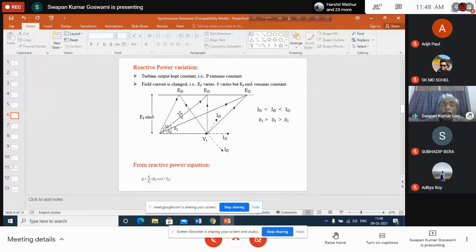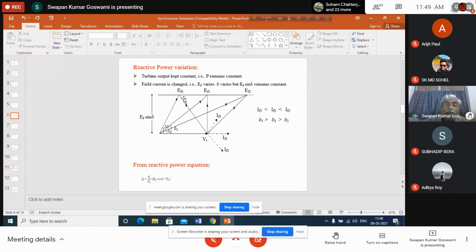Now assume that this was EF1, the initially generated voltage vector EF1. Now say this was the terminal voltage. Terminal voltage is constant. So if this is the value of terminal voltage, this is the value of induced voltage. By neglecting the resistance of the generator, this will be the vector which is IA into XS, armature current into synchronous reactance.